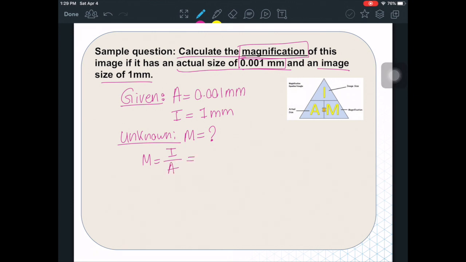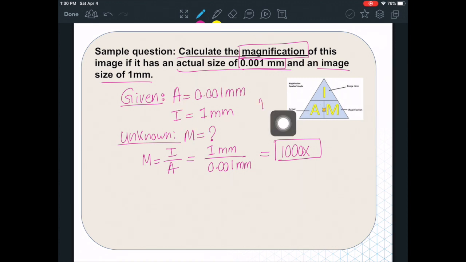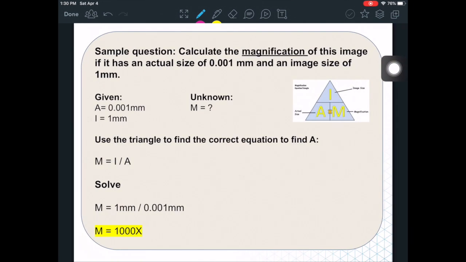Then I'm going to take all my givens and put them into my equation. 1 millimeter divided by 0.001 millimeter. After putting it into your calculator, you're going to get a total of 1,000 times magnification, okay? Very simple. You find your givens, anything that is given to you in the question, you figure out what you're looking for, you create an equation, and then you use your givens to find your unknown, right? So this is correct. This is obviously the answer key.